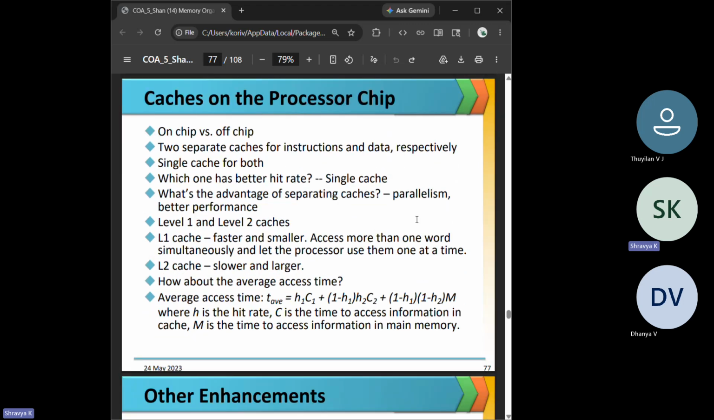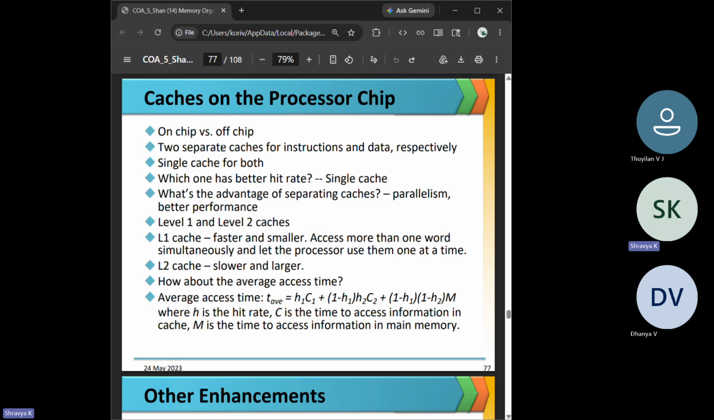So moving on to the different types of caches on the processor chip. You can have a cache on the processor chip, or you can have it outside the processor chip. When you have it on the processor chip, it's called an L1 cache. It is faster and smaller, and it can access more than one word simultaneously and lets the processor use them one at a time. The L2 cache is outside the processor and it is slower and larger. So these are the two levels of caches that you can have, on-chip or off-chip.